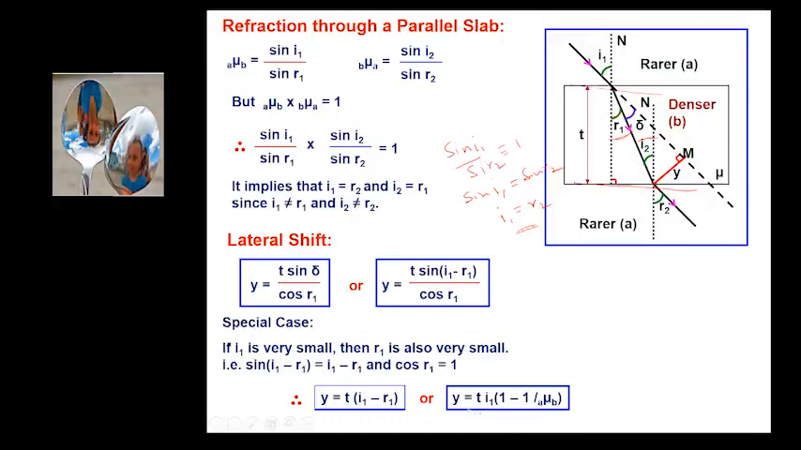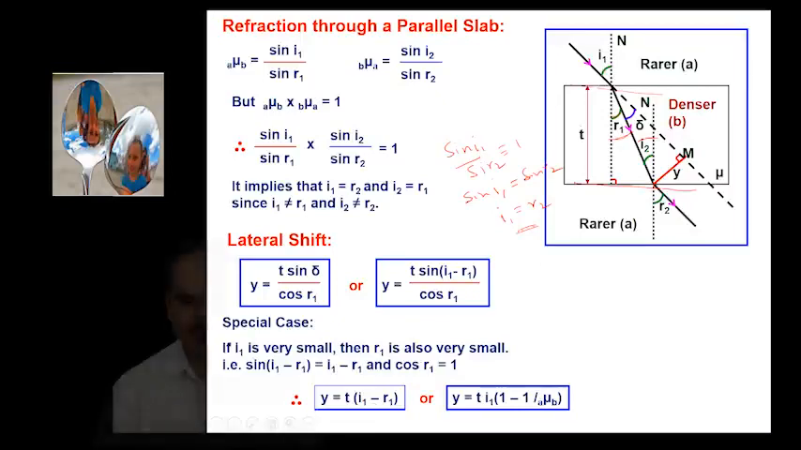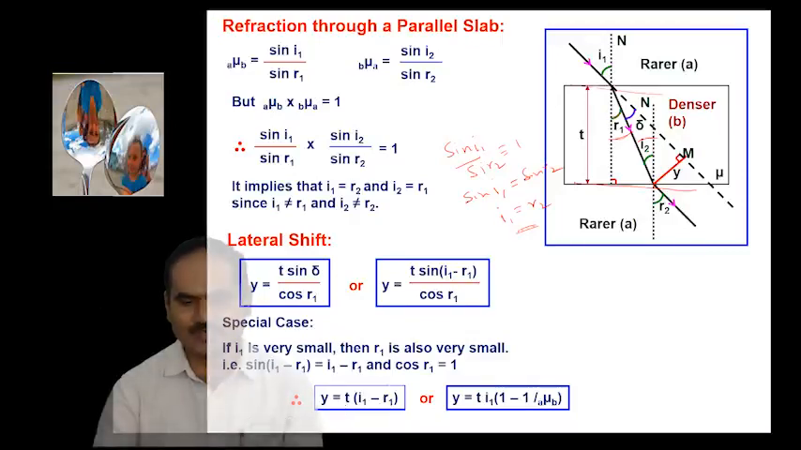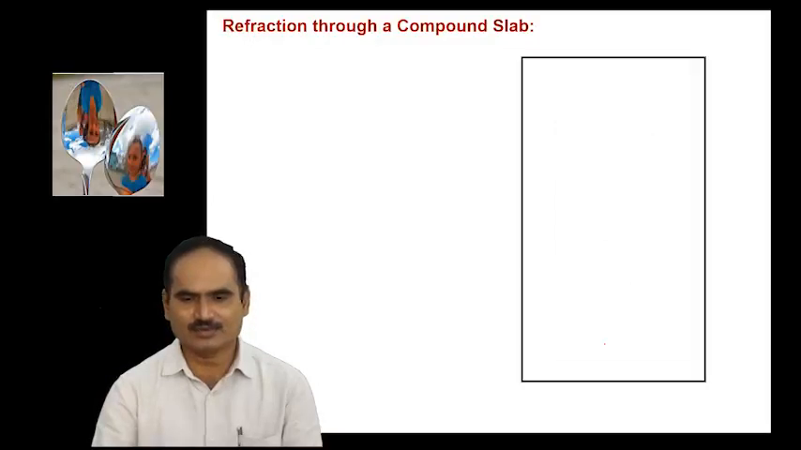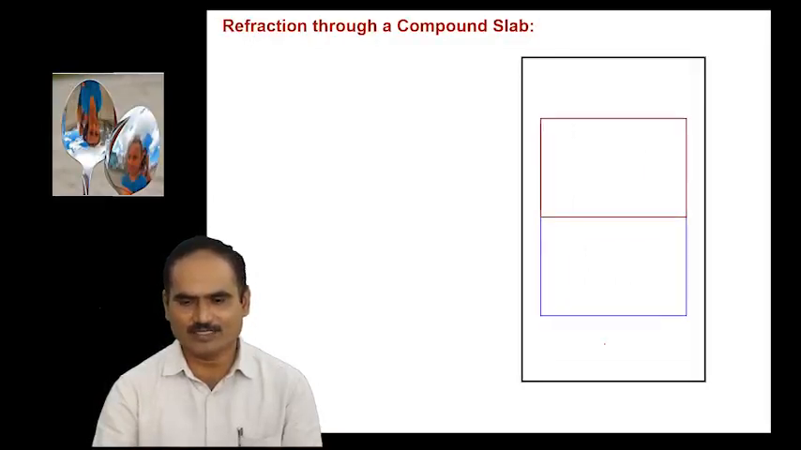Here you can see that for small angles, you can write the same equation like this. It depends upon these quantities: width, and another one is I1, the angle of incidence. R1 obviously depends upon I1, so we can mainly consider the incident angle and the width of the glass slab, like this. Then refraction through a compound slab, meaning if there are a number of slabs there, right?